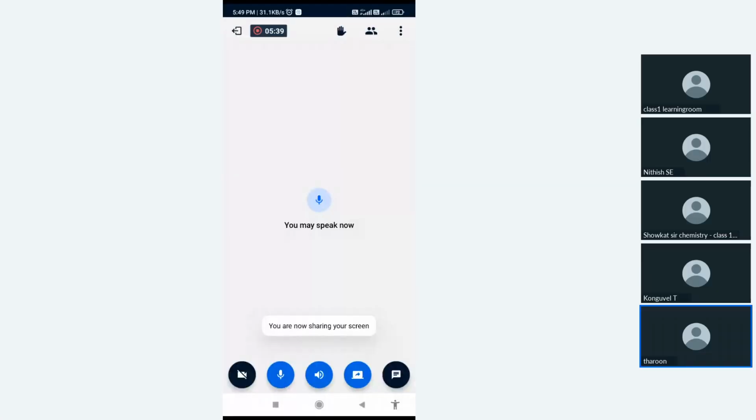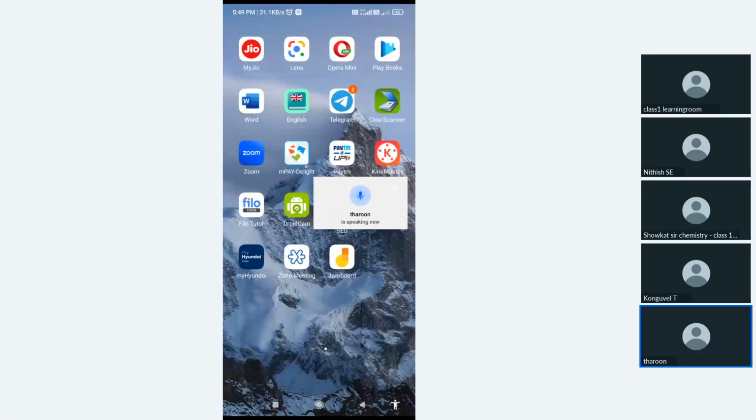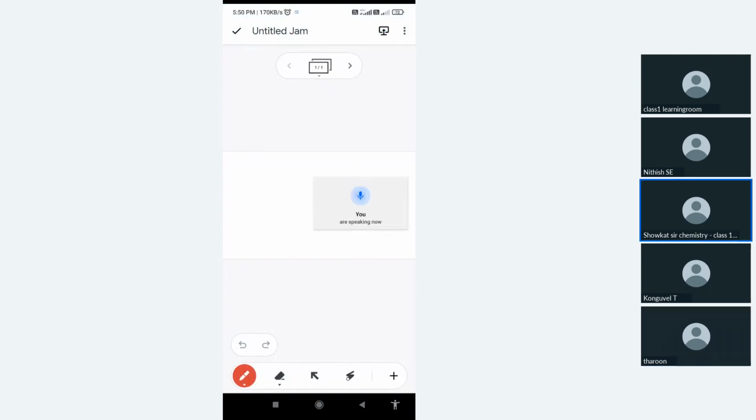So are we going to do a revision? No, today we will study the radicals and also how to balance chemical equations. Is the screen visible to all of you? Yes, sir. So first of all, let's see the radicals.